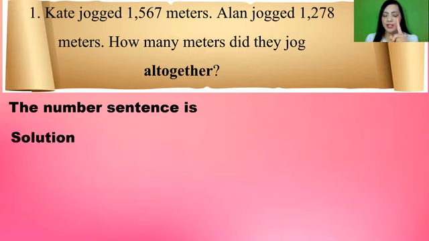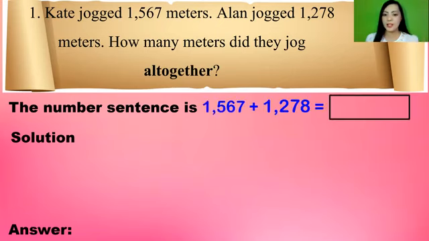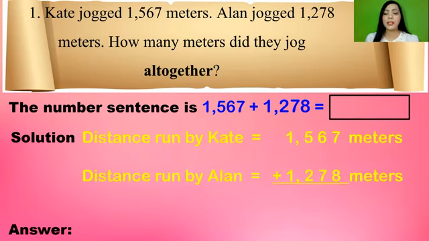We have the number sentence, we have the solution, a complete sentence, and of course the answer with a complete sentence too. The number sentence is 1,567 plus 1,278 equals blank. The solution: distance run by Kate equals 1,567 meters plus the distance run by Alan equals 1,278 meters. Okay, let's solve the problem.